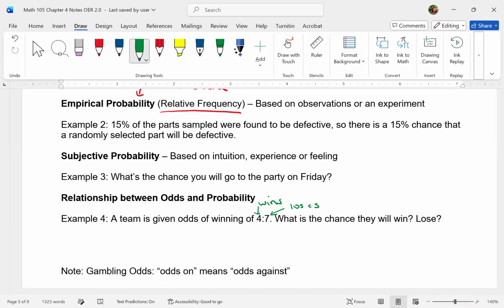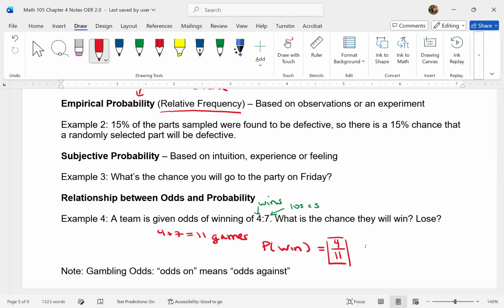So this isn't saying the probability is 4/7, actually. The probability that they're giving to win is based on the idea that they could have 4 wins. If they have 4 wins, they have 7 losses. So really what they're saying is that if there are games being played, that's a total of 11 games. And out of 11 games, they are expected to win 4 of them. So the probability of winning is 4 out of 11.